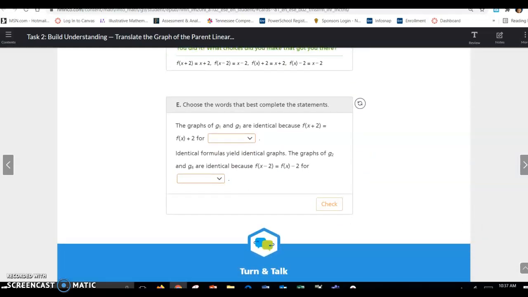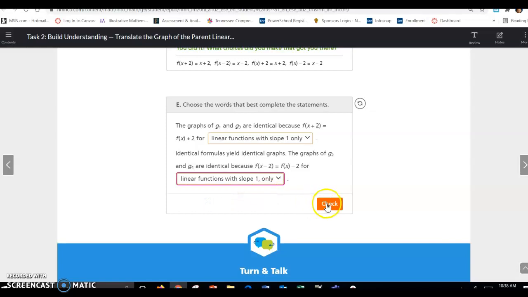All right, so it says choose the words that best complete the statements. The graphs of G1 and G3 are identical because f of x plus 2 equals f of x plus 2 for every linear function with a slope of 1. Okay, so if the slope changes, then the family of functions would change. But if it has a slope of 1, like ours does, then G of 1 and G of 3 were the same. Identical formulas yield identical graphs. The graphs of G of 2 and G of 4 are identical because f of x minus 2 equals f of x minus 2 for, again, all linear functions with the same slope.